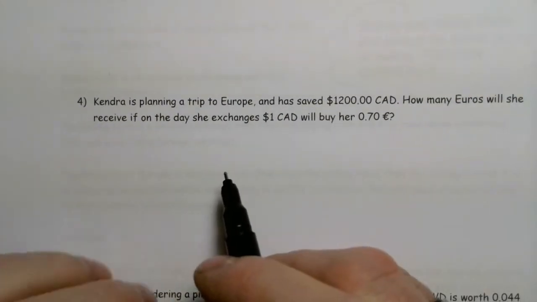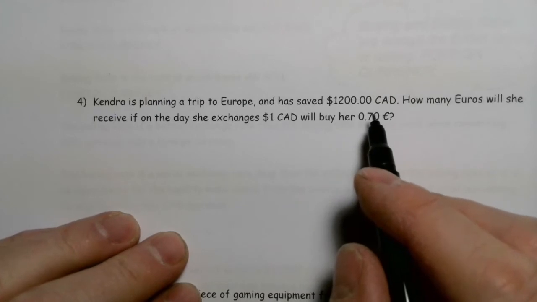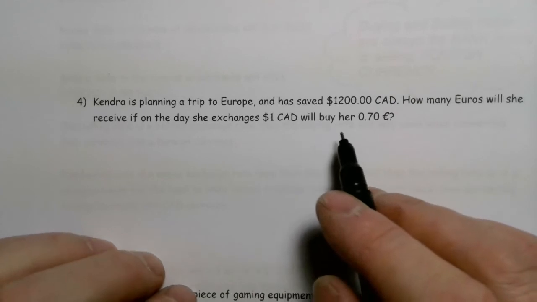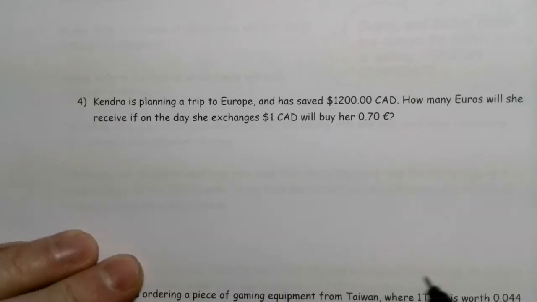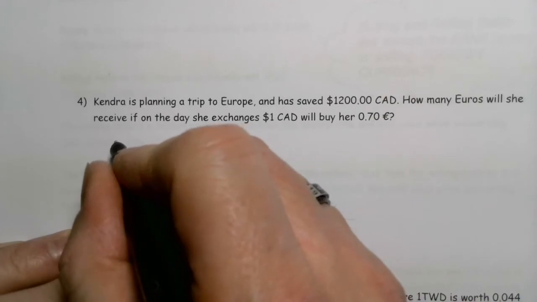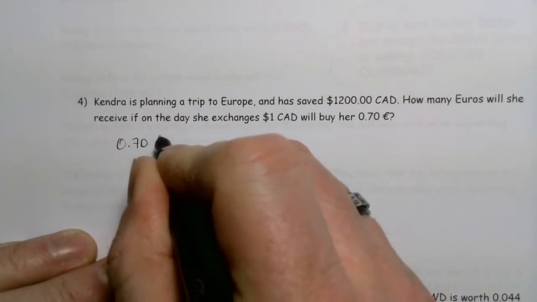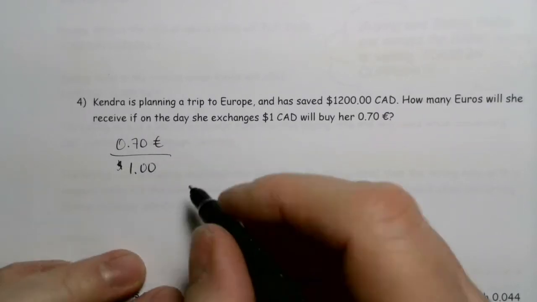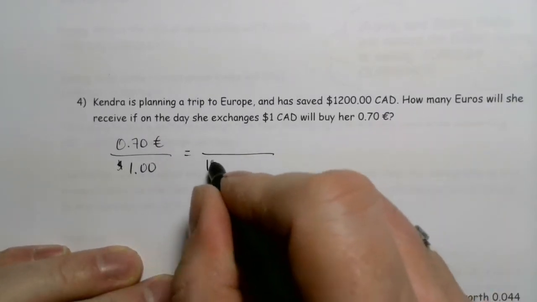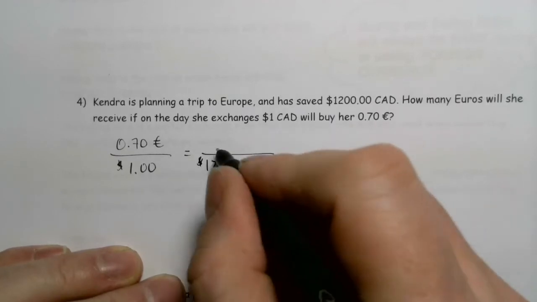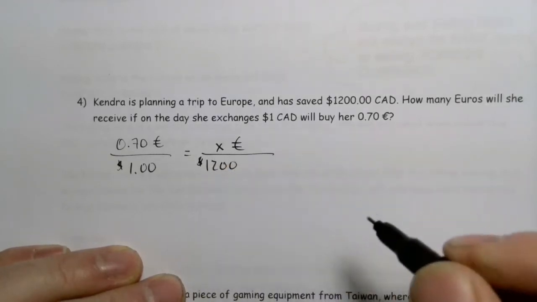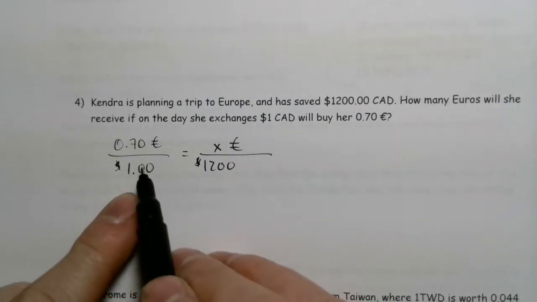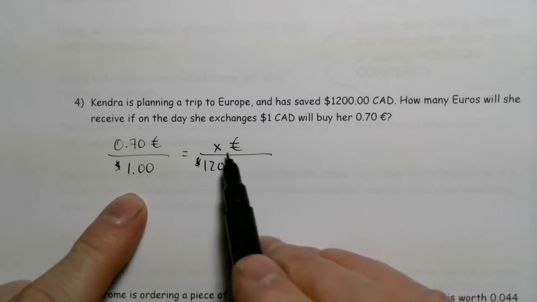Kendra is planning a trip to Europe and has saved $1,200 Canadian. How many euros will she receive if on the day she exchanges it, $1 Canadian will buy her 0.7 euros. So let's do this off to the side here. So 0.70 euros at the moment that she is going to make her trade is going to be $1 Canadian. So now she has saved up $1,200 Canadian, and the question is, how many euros is that? There, I set that up right this time. So there's my comparison. Here's what I'm looking for. This is how much I've got.